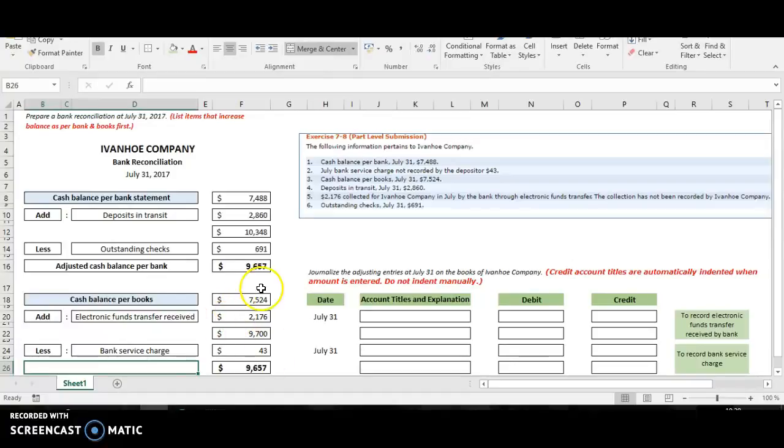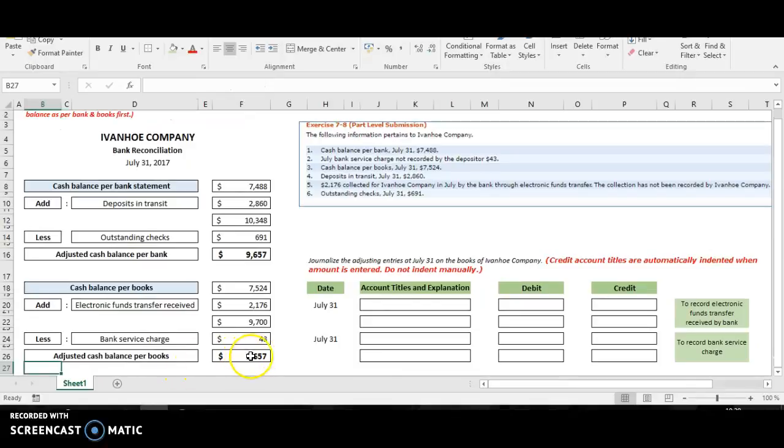And if we do all these operations, that's going to give us the adjusted cash balance per books, and that's a total of $9,657. So we have the same amounts here in the cash balance per bank statement and in the cash balance per books. Alright, so the next step, they are asking us to journalize the adjusting entries at July the 31st on the books of Ivanhoe Companies.